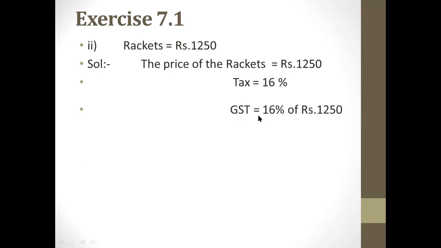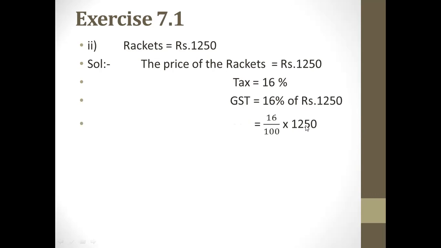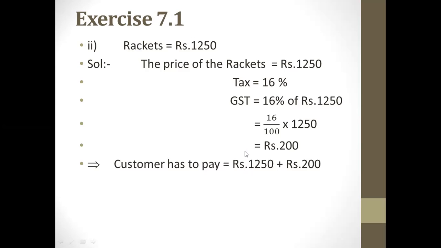The tax percent is 16%. So the general sales tax for this price is 16% of rupees 1250. So 16% means 16 by 100 multiply 1250. You solve it with your calculator: 16 multiply with 1250 and then divide by 100. So you get rupees 200. So 200 is the amount of tax that you will pay on that price. So the customer has to pay the total price of the rackets plus the tax. So the total price will be 1450 rupees.